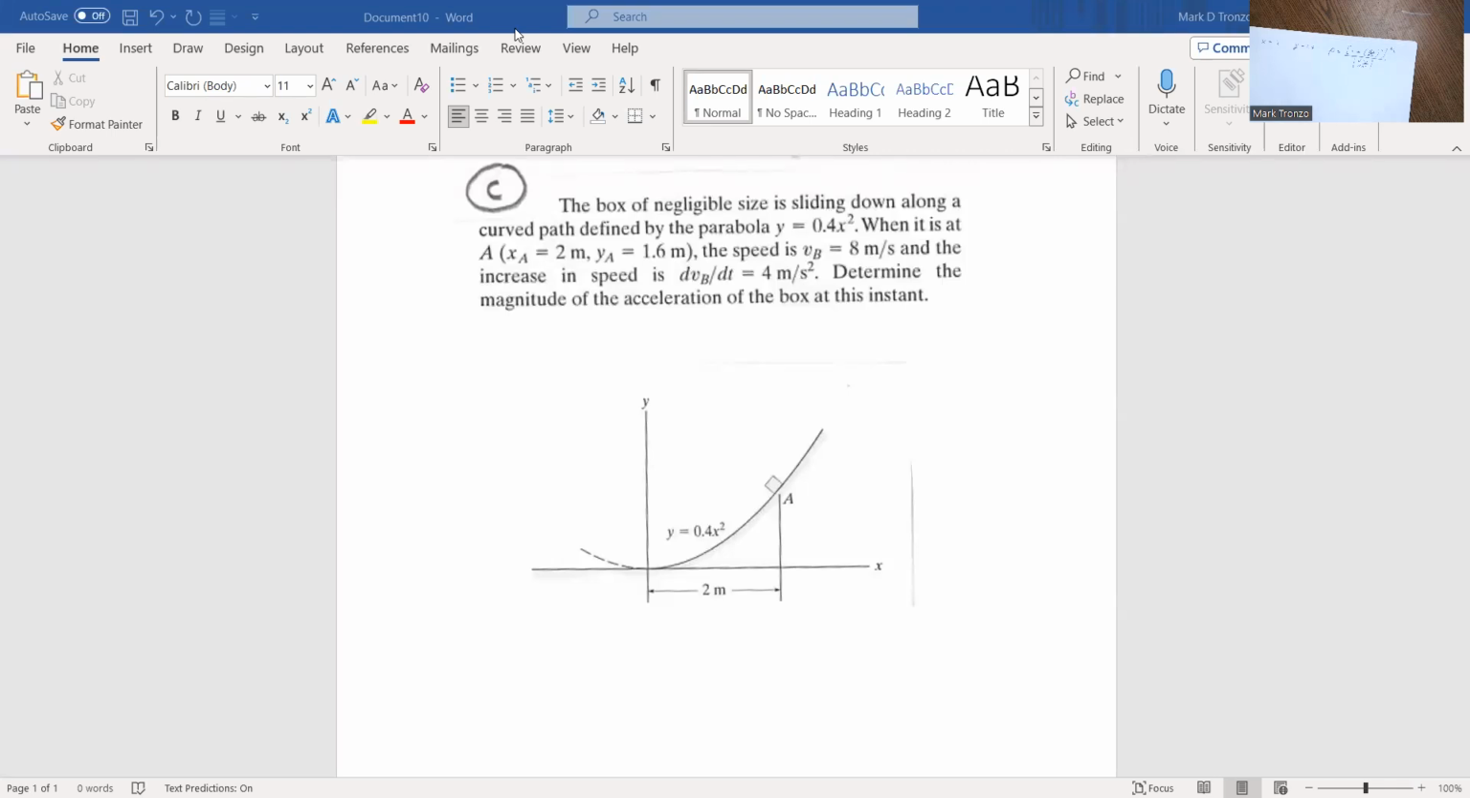Now we're going to take a look at this problem. It says the box of negligible size is sliding down along a curved path defined by the parabola y = 0.4x squared. At point A, x is 2 and y is 1.6. The speed is 8 meters per second, and the increase in speed is 4 meters per second squared. Determine the magnitude of acceleration of the box at this instant. Of course, the increase in speed, the dv dt, is just the tangential acceleration. So let's take a look at this problem.